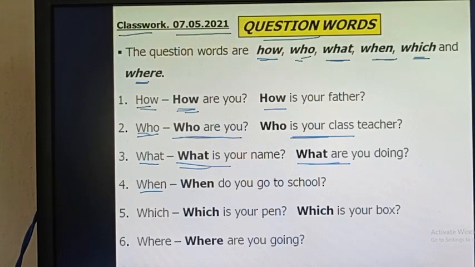When do you go to school? The answer will be time. I go to school at 8 o'clock, or I go to school at 10 o'clock. When do you go to school?